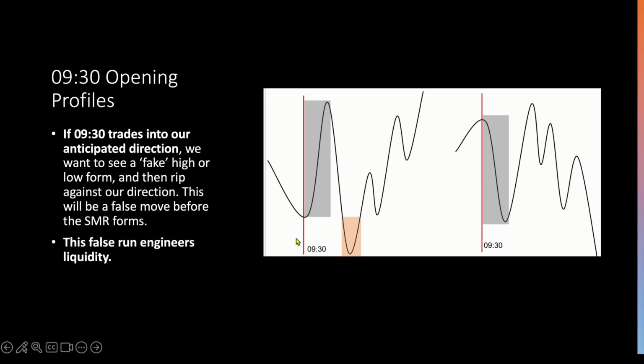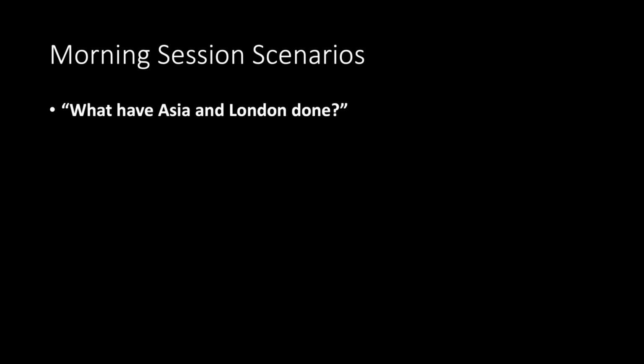So the smart money reversal occurs below that 9:30 opening price, and this orange box represents that. If bullish, and if bearish, this orange box represents the smart money reversal within that sell model. We'll now be looking at the morning session scenarios. First of all, the main question that we will ask ourselves is the following. What have Asia and London done thus far throughout the trading day?